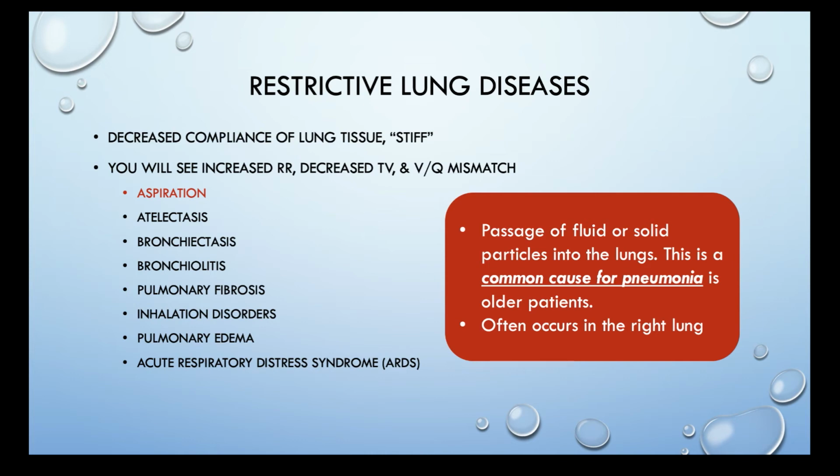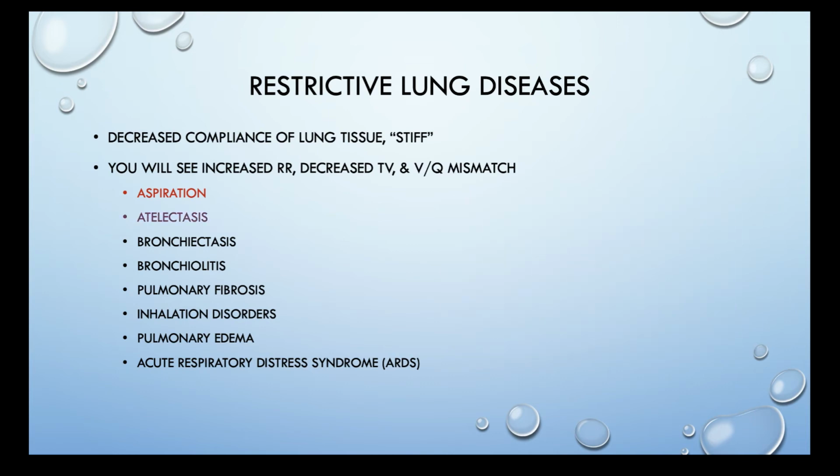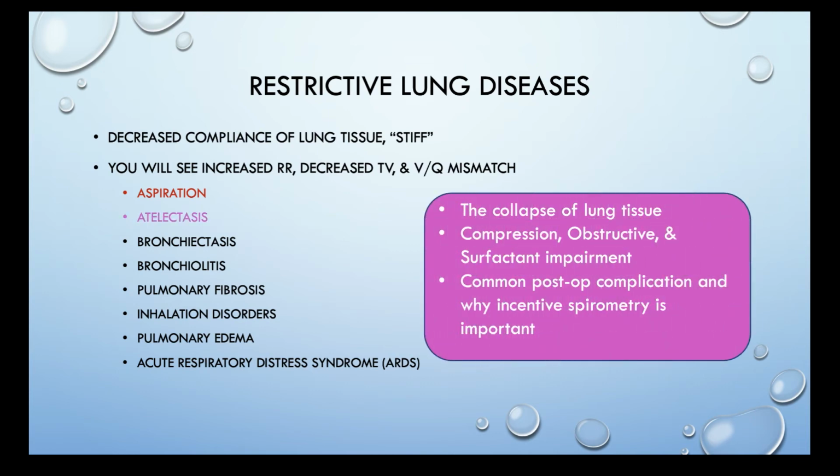Why? Because, like I had stated, the bronchus that goes into the right lung is actually a little bit higher up than the left. So it's the first tube it's going to hit and go down. So it's really common to have a right lung pneumonia when it's an aspiration pneumonia. And then we have atelectasis. So this is our collapsed lung.